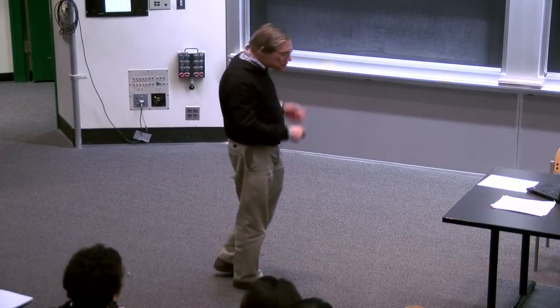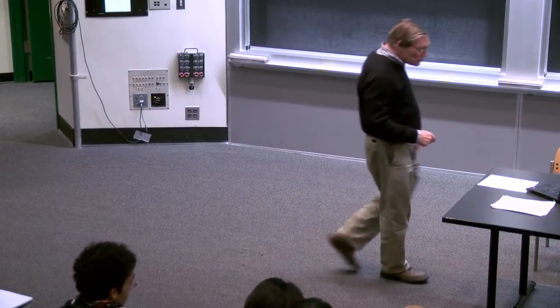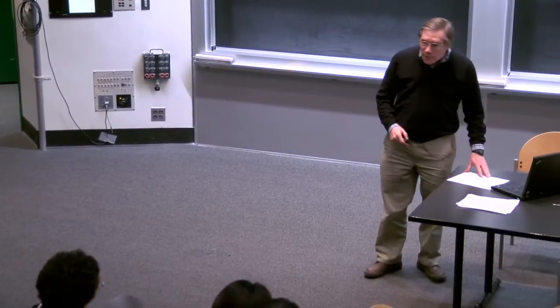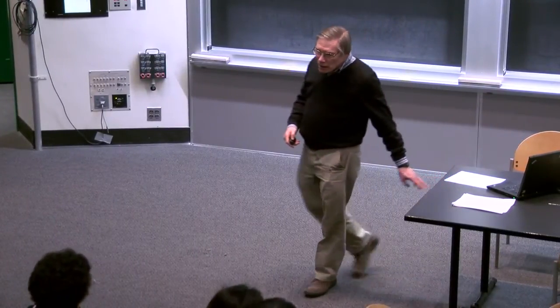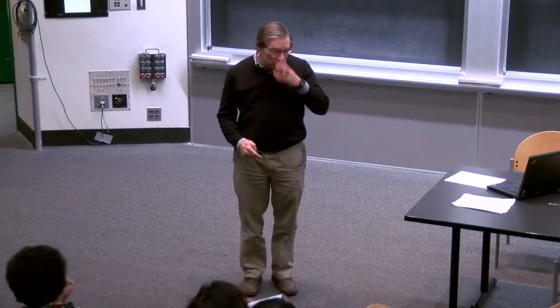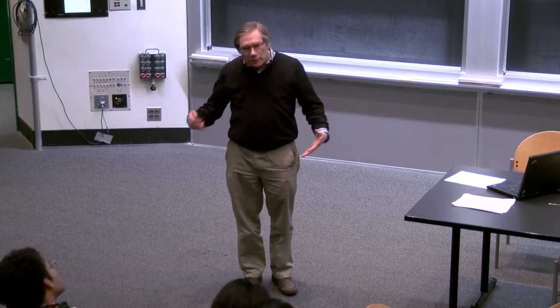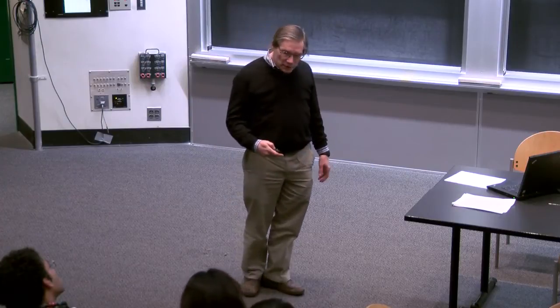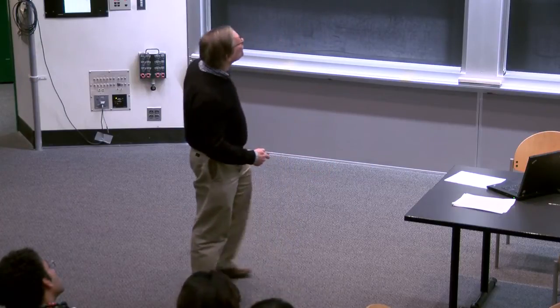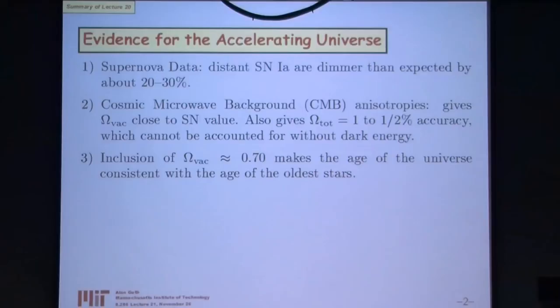And this, along with similar data from another group of astronomers, was the big bombshell of 1998, showing that the universe appears to not be slowing down under the influence of gravity, but rather to be accelerating due to some kind of repulsive, presumably gravitational force. We talked about the overall evidence for this idea of an accelerating universe. It certainly began with the supernova data that we just talked about.